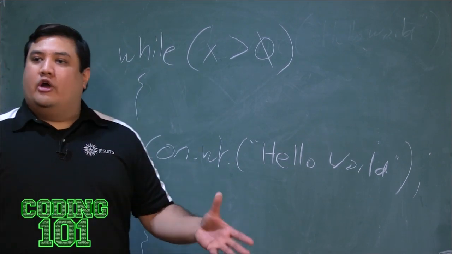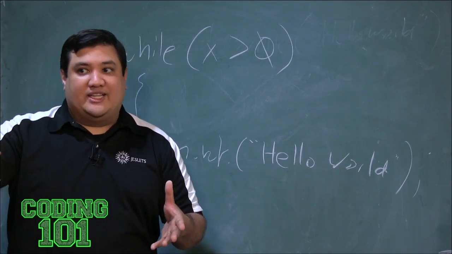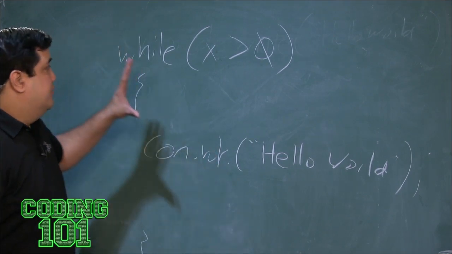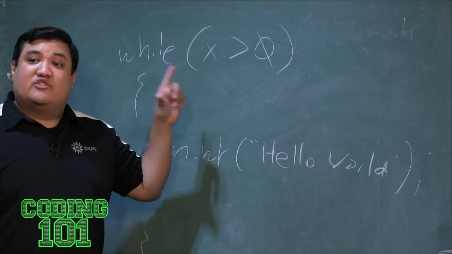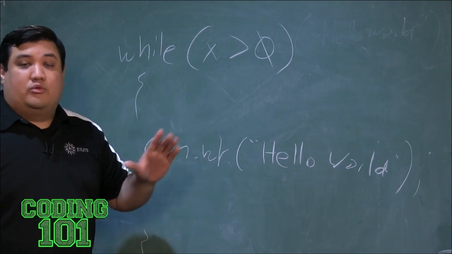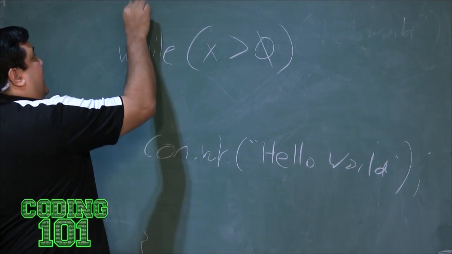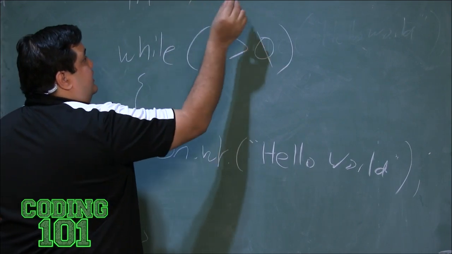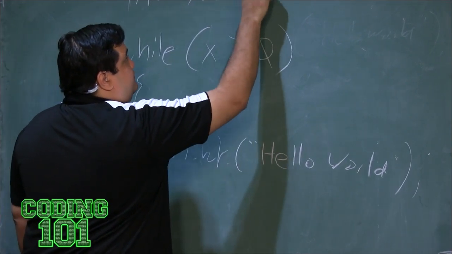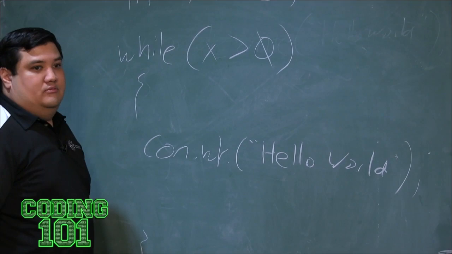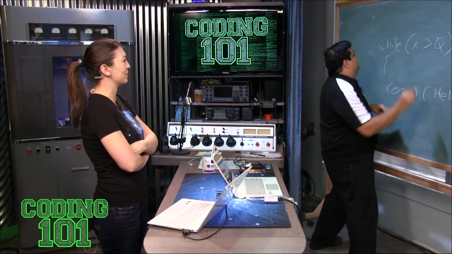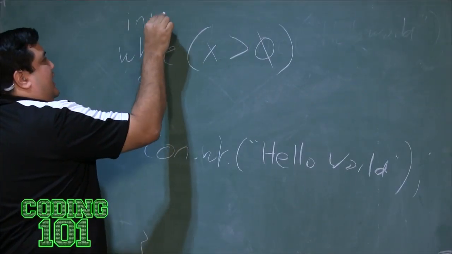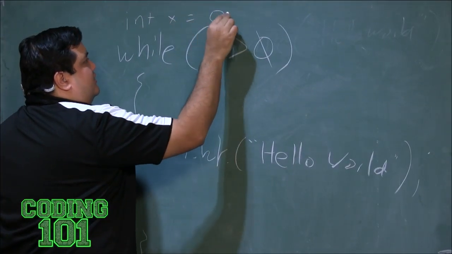Because there are loops that guarantee you to run at least once before they check. Because a while loop is a pre-test loop, it's possible, if the condition starts off as false, that this will never ever run. So for example, let's say I had integer x equals 0. Okay, got it. Let's say I have integer x is equal to 0.